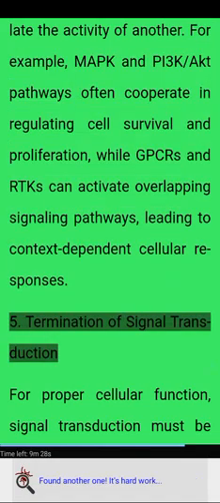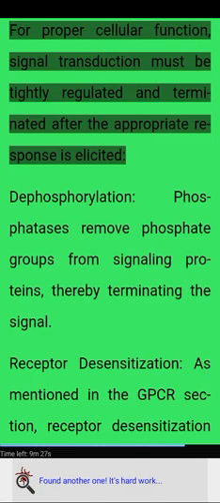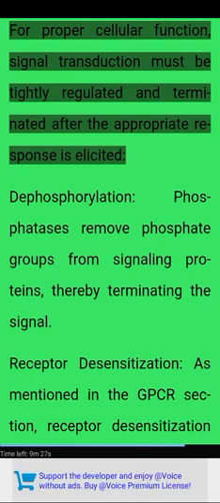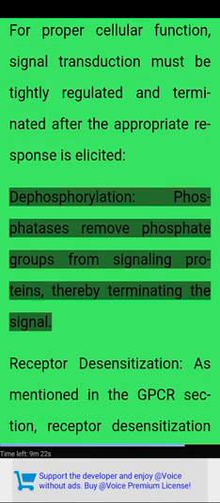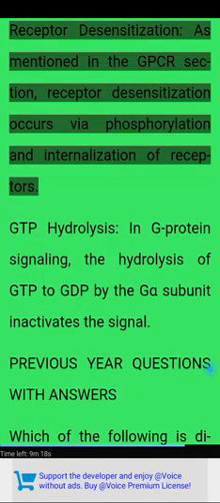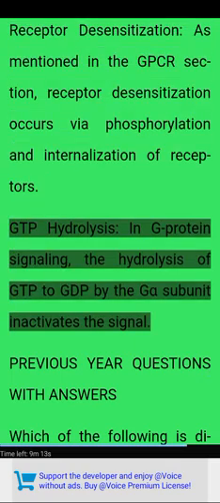5. Termination of signal transduction. For proper cellular function, signal transduction must be tightly regulated and terminated after the appropriate response is elicited. Dephosphorylation. Phosphatases remove phosphate groups from signaling proteins, thereby terminating the signal. Receptor desensitization. As mentioned in the GPCR section, receptor desensitization occurs via phosphorylation and internalization of receptors. GTP hydrolysis. In G protein signaling, the hydrolysis of GTP to GDP by the G alpha subunit inactivates the signal.